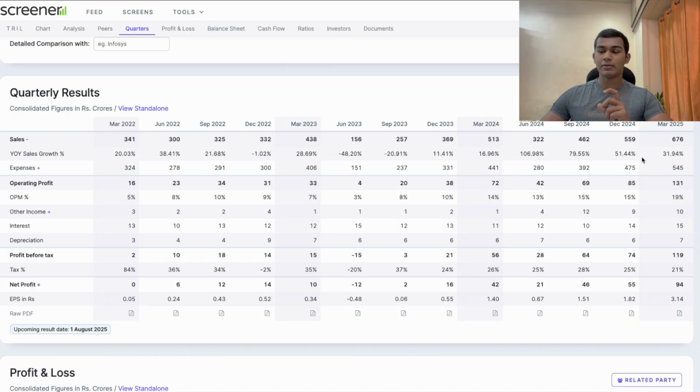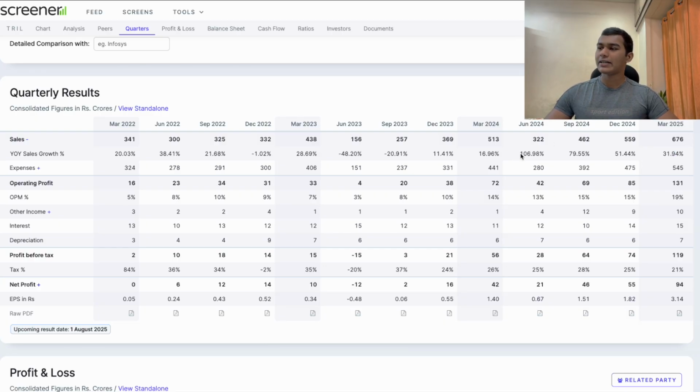Now we'll explain in a separate video why the growth in sales is more important than the actual number, but for now just stick with me. So first, what we have is 32%. What it's basically trying to tell us is that in Q4 FY24 the company did 513 crores of revenue, then in Q4 FY25, the company did 676 crores of revenue, which is a growth of 32% year on year. Got it? Very easy to understand.